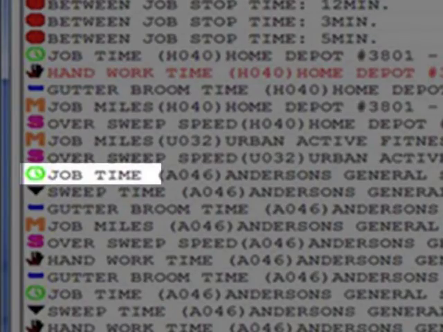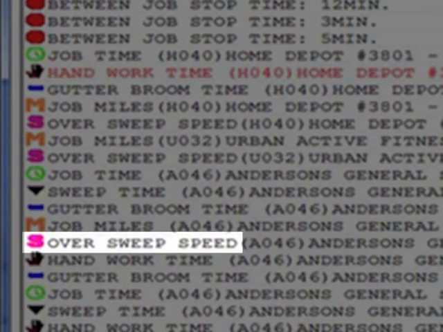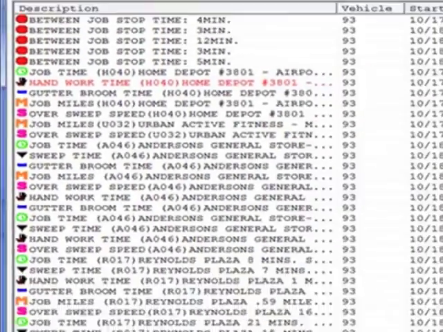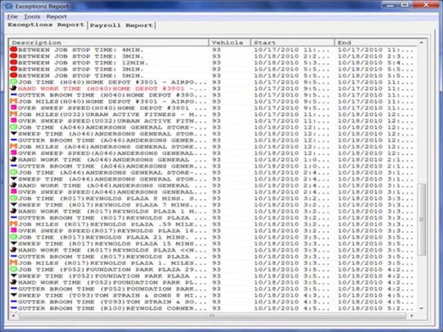How about the clock representing job time outside of the standard? S identifies excessive speed while sweeping. This report is collected for the manager to review and determine if there needs to be a discussion with the driver in regards to any of these exceptions. After the driver sees the data available, the quantity of exceptions decreases immensely.